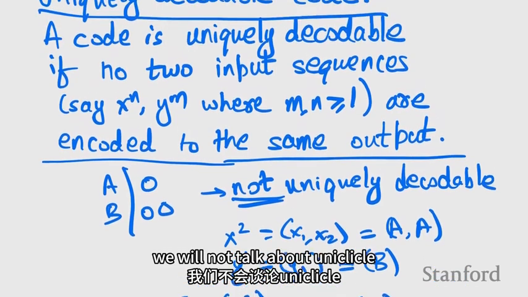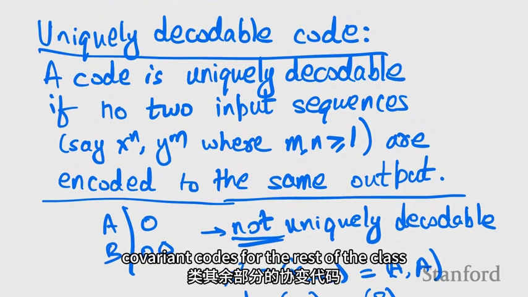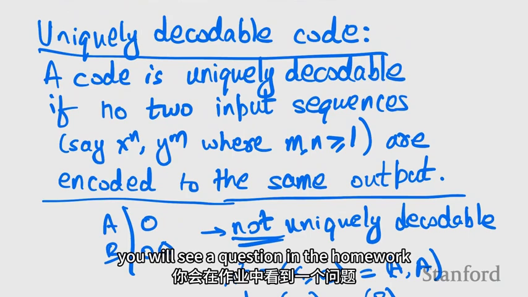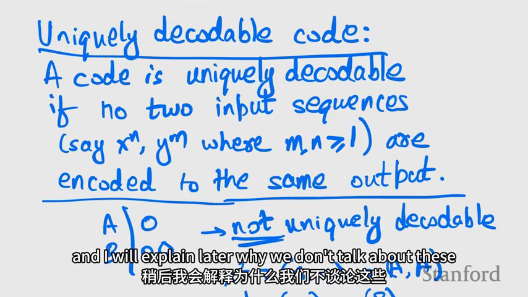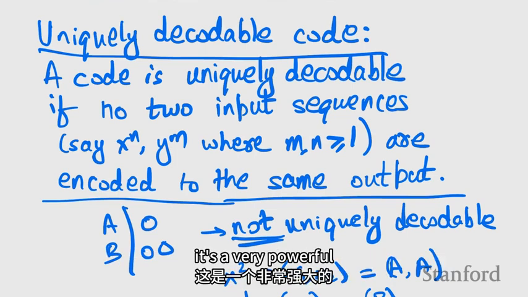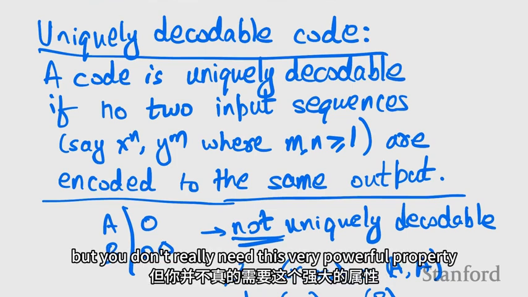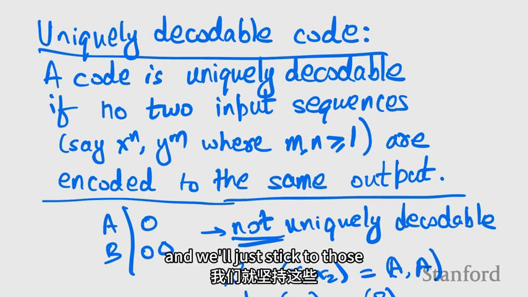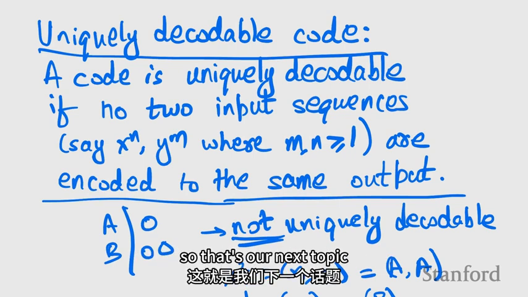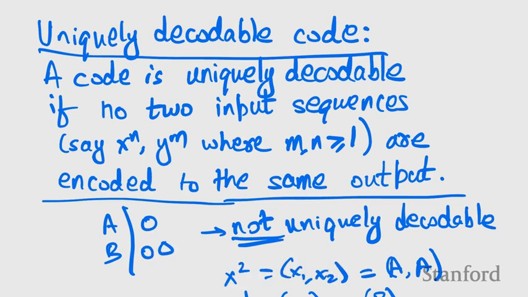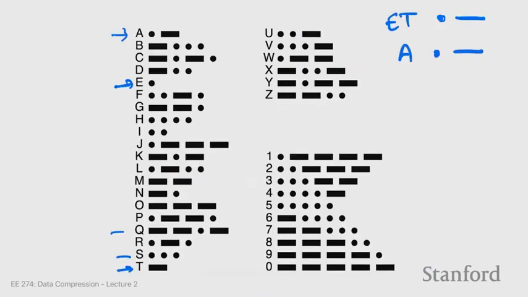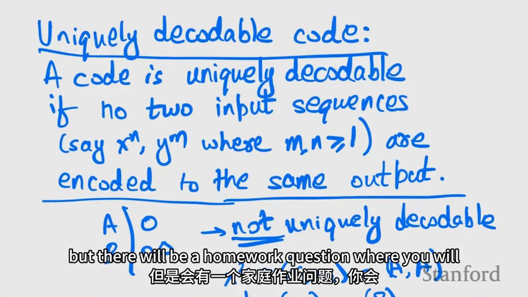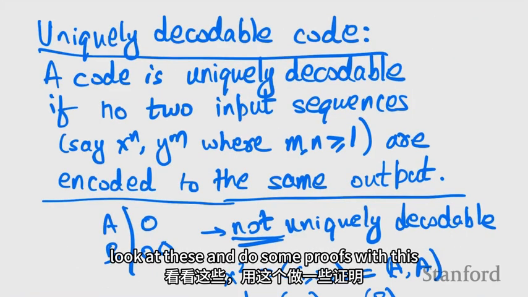So we will not talk about uniquely decodable codes for the rest of the class. You will see a question in the homework, and I will explain later why we don't talk about these. It's a very powerful property, but you don't really need this very powerful property. We will see a much smaller class of codes, which is very, very easy to deal with, and we'll just stick to those. So that's our next topic. But there will be a homework question where you will look at these and do some proofs with these.